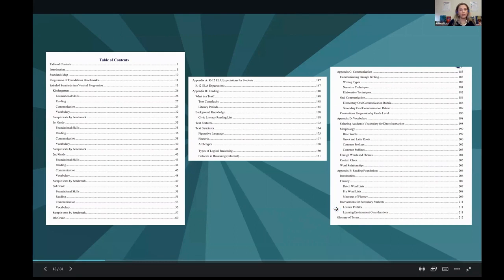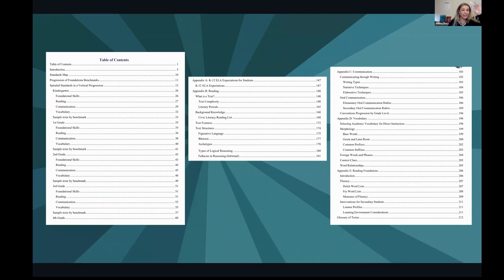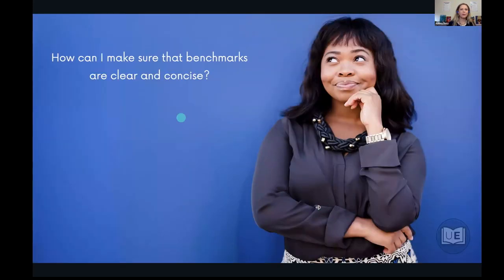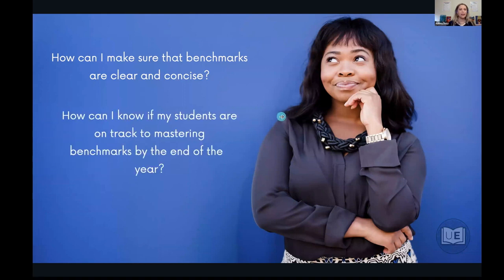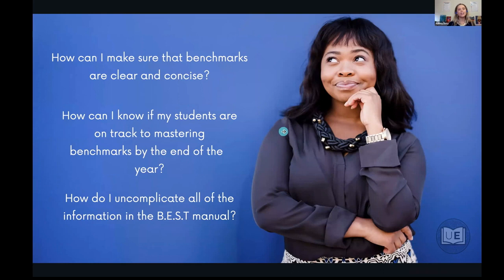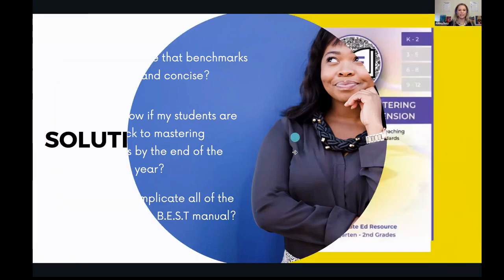And this is K-12. Well, if I only teach, let's say, kindergarten, I don't really need all this. What do I need? Is there something that can just give me what I need and nothing else? So here are our problems again. How can I make sure that the benchmarks are clear and concise for me? How can I know if my students are on track to mastering benchmarks by the end of the year? And how do I uncomplicate all of the information that is in the B.E.S.T. manual?